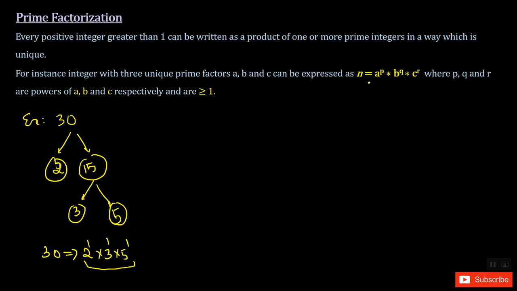Right, this is how we have represented it, where n is 30. If I say a is 2, b is 3 and c is 5, and their powers p, q, r are each 1 here. Okay, let's take one more example.